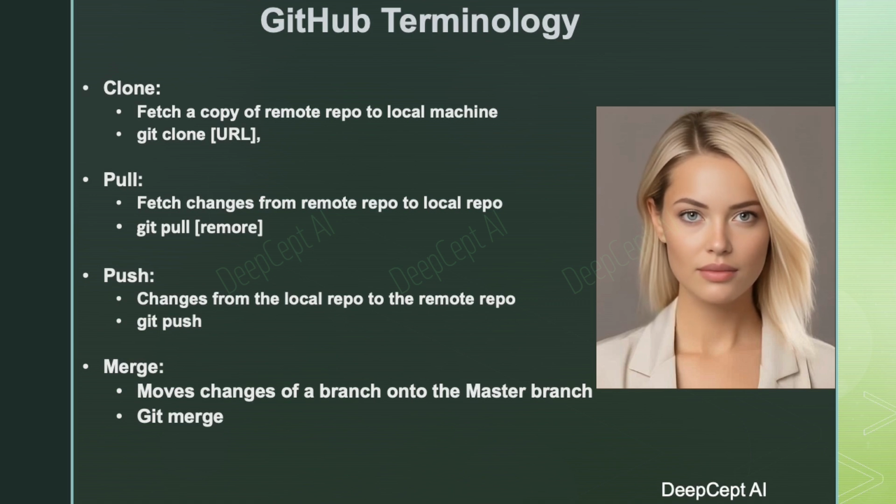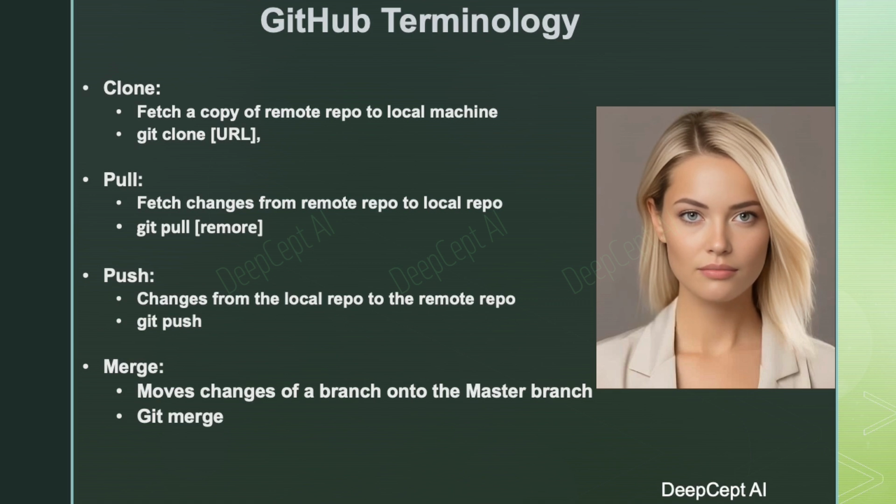Pushing is the process of uploading your local repository's commits to a remote repository on GitHub. It's used to share your changes with others or update the remote repository with your work. The git push command is used to push commits to a remote repository.